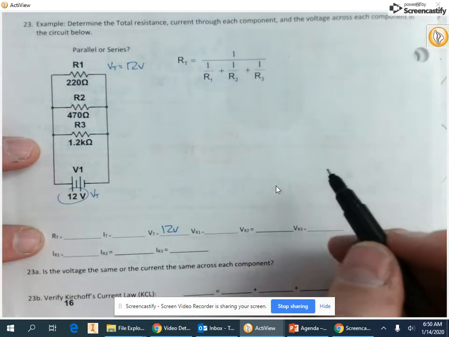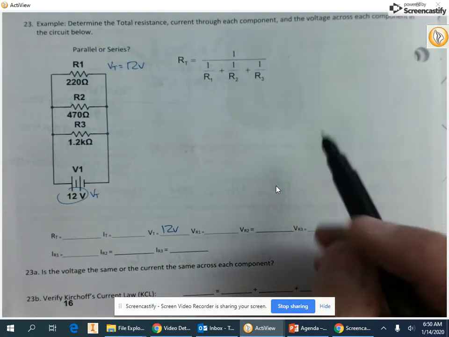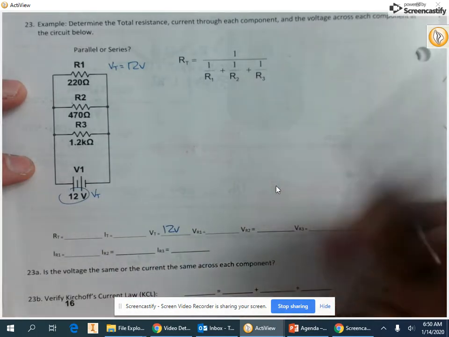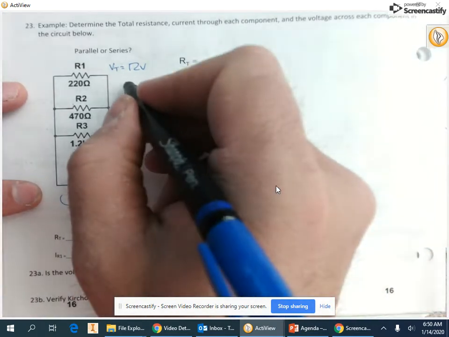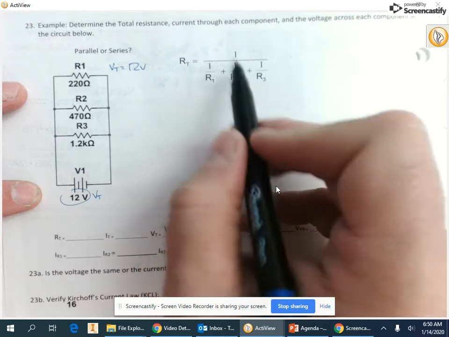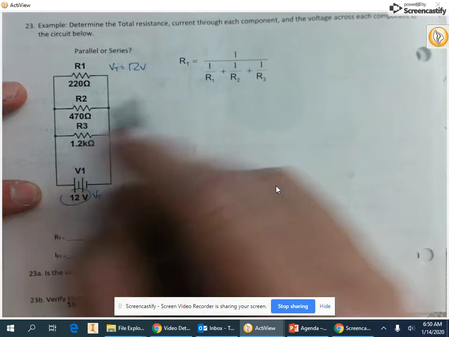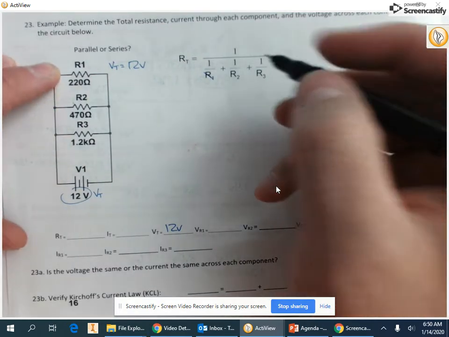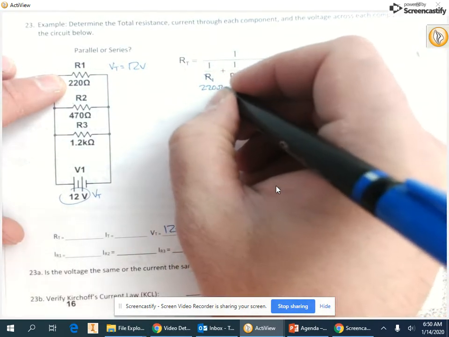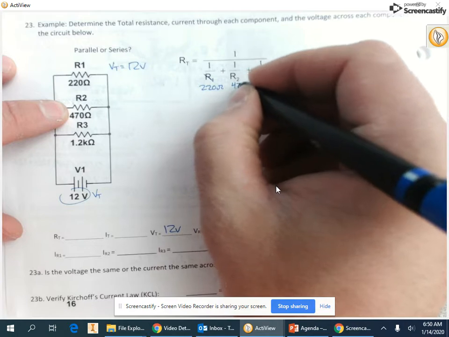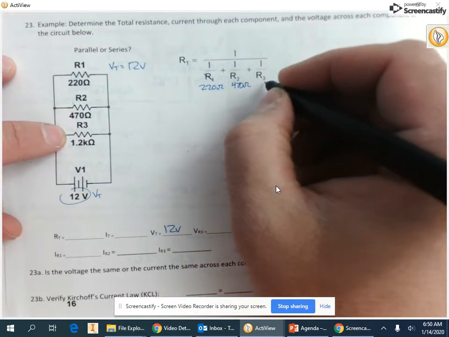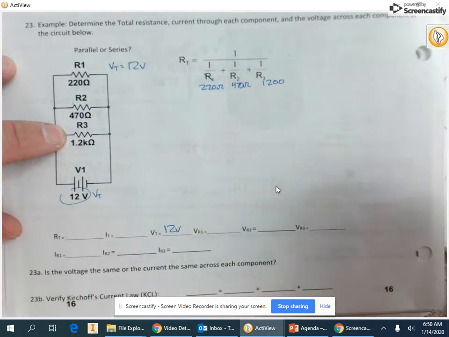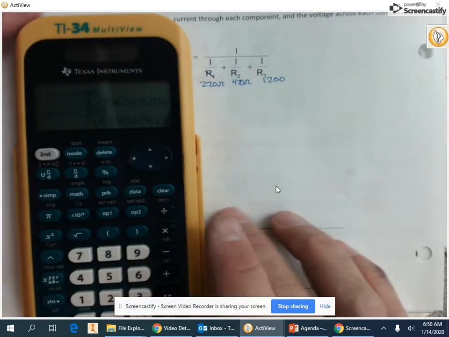And the next thing I want to look at is what is my current total? I don't know it. What is my resistance total? For a parallel circuit, this is the formula that we use. So I can just replace the R1 with 220 ohms, R2 with 470 ohms, and R3 with 1200 ohms. But when you put this in the calculator, you have to be very careful.